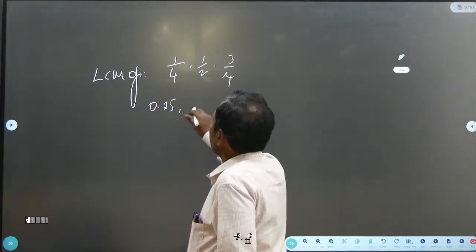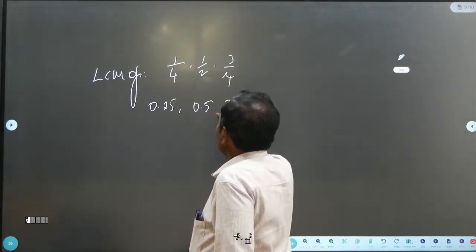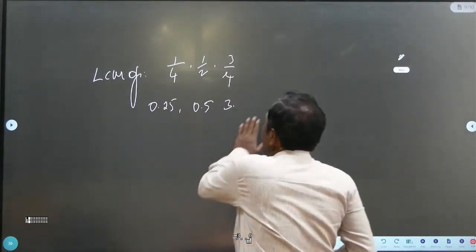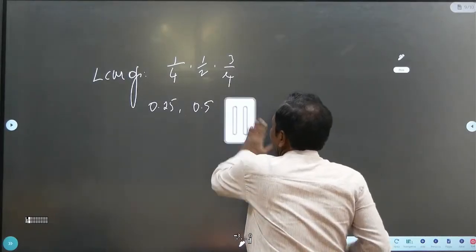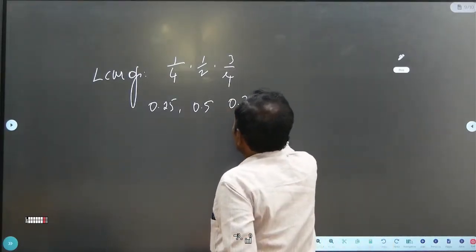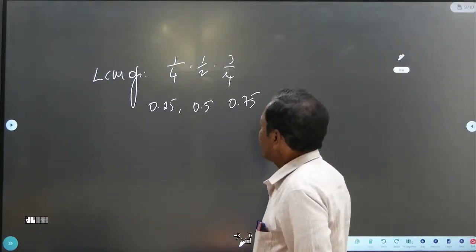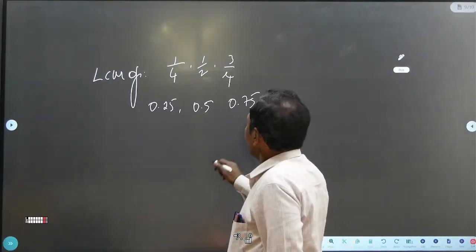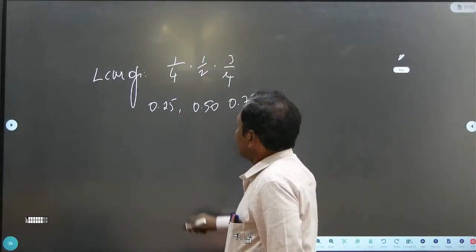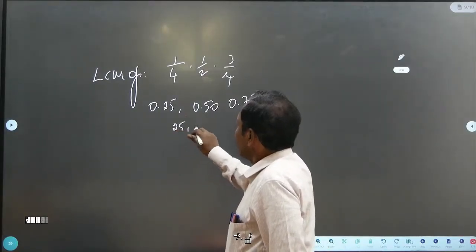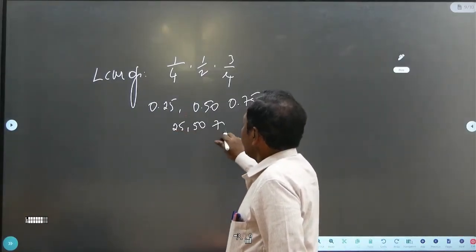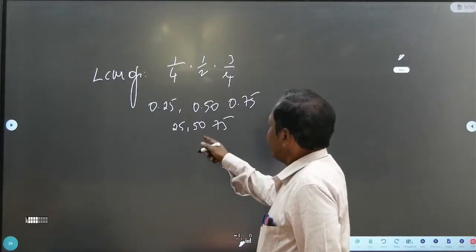0.25, 0.5, 0.75. Correct? Because these are well-known numbers. Now we can see what happens near two decimals. Put 25, 50, 75. 75, 50, what?